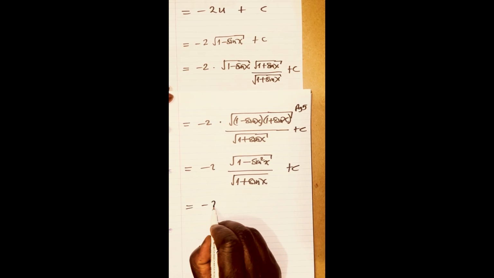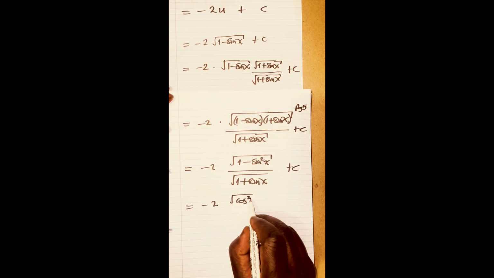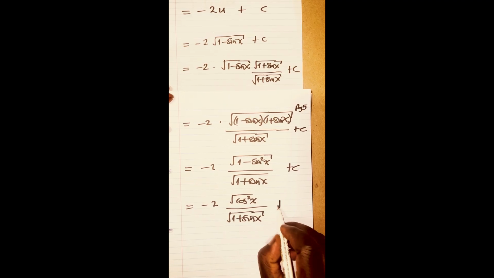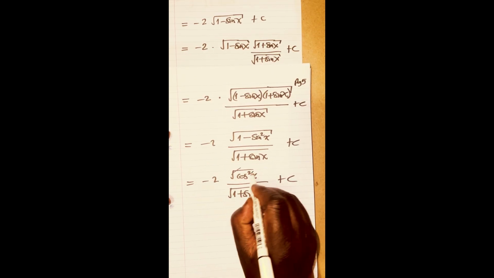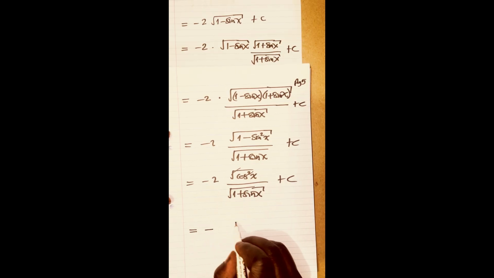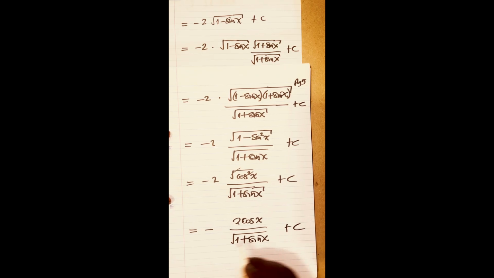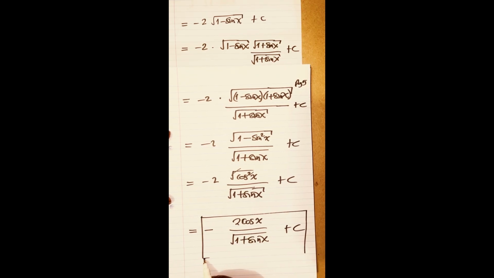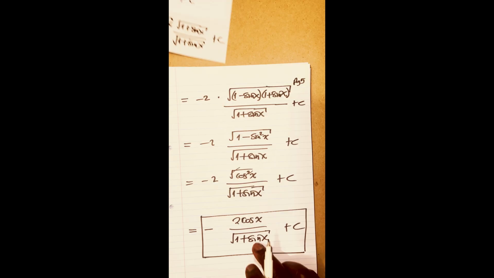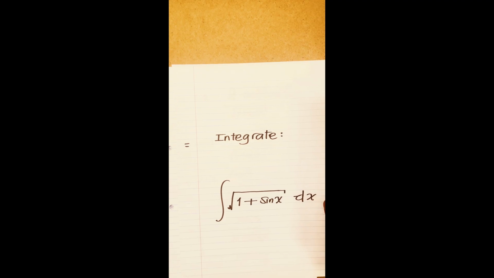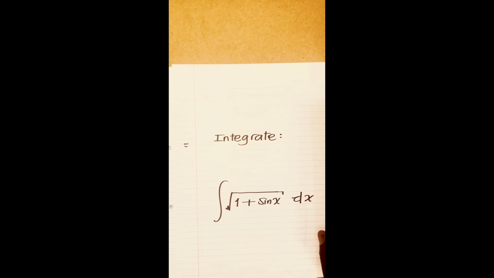This is minus 2 square root of cos squared x all over square root of 1 plus sine x plus c, and then finally this cancels that, and what do you have? You have minus 2 cosine of x all over square root of 1 plus sine x and then plus c. This would be the final solution if you want your solution to contain the original expression, that one under the square root sign, as you can see in our original integral, the integral of 1 over square root of 1 plus sine x dx.